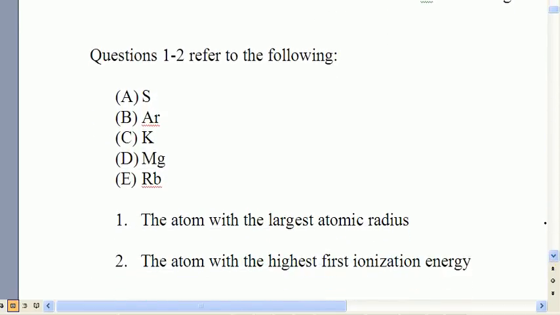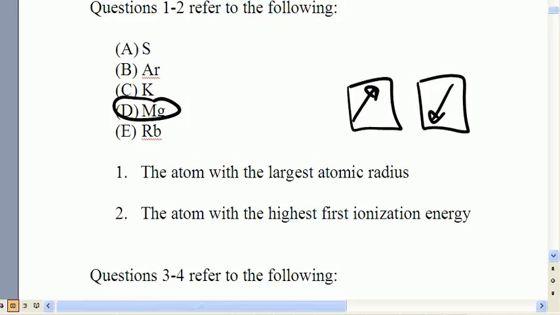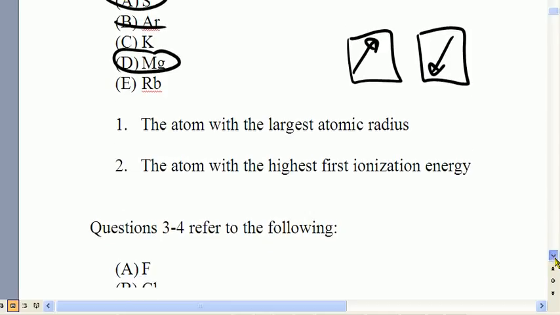It says the atom with the largest atomic radius, that's gonna be the one that's the most on the bottom left. That's gonna be magnesium. The atom with the highest first ionization energy, that's going to be on the top there. It's going to be sulfur. Do not worry about the noble gases.